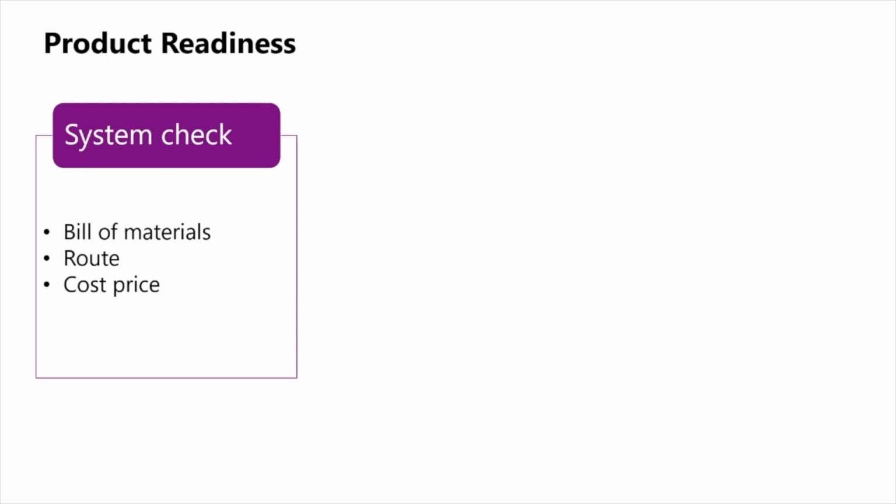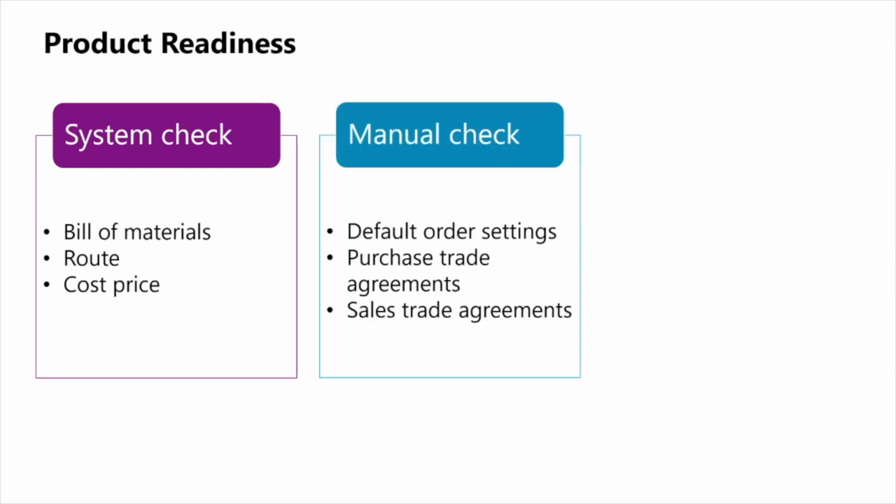For example, the system will check if a product has an active and approved bill of materials or route. Another system check is to validate whether a cost price is defined for the product or not. Manual checks. A user verifies whether the record is valid. For example, some key product information needs to be defined, such as default order settings for a product, and they need to be verified by the inventory department.